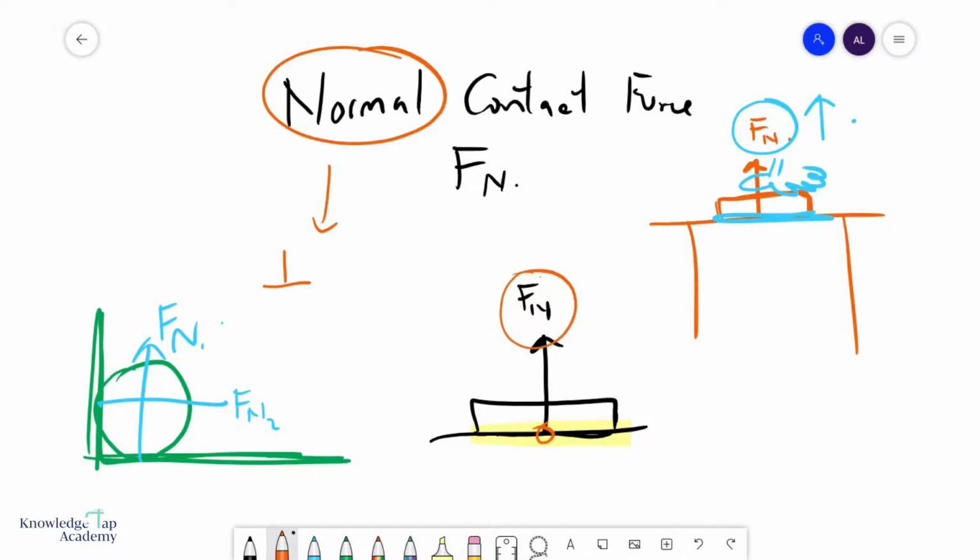But it's possible for this normal contact force to shift. So for example, if I placed large weights over here, then you can expect the contact on this side on average to be stronger. And so typically that means that you will have a shift in the normal contact force, something like that.